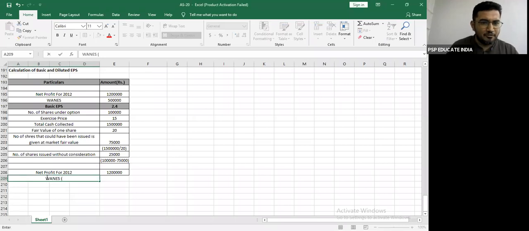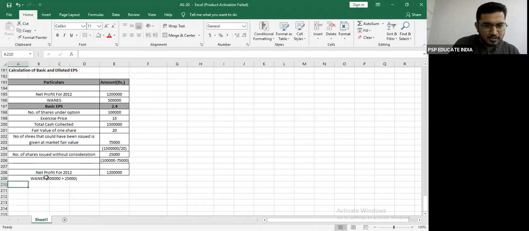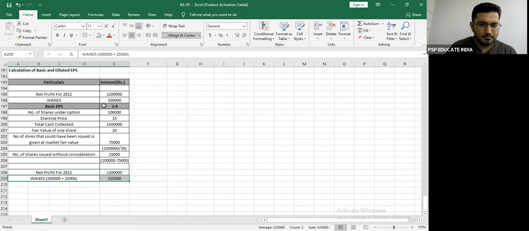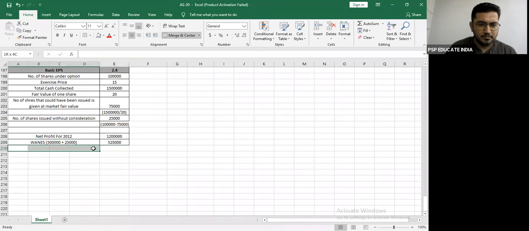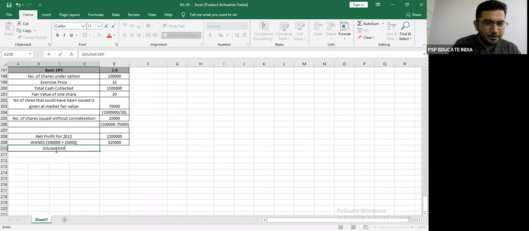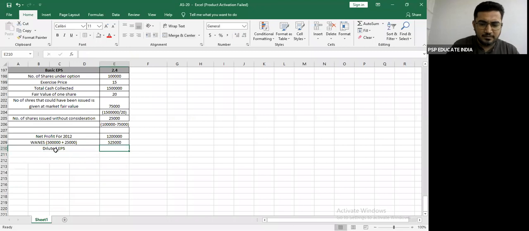For weights, you will have 5 lakhs तो already है हमारे पास. We will add to that 25,000. So my total comes to 5,25,000. What is your diluted EPS? 12 lakhs divided by 5,25,000. You get 2.29.